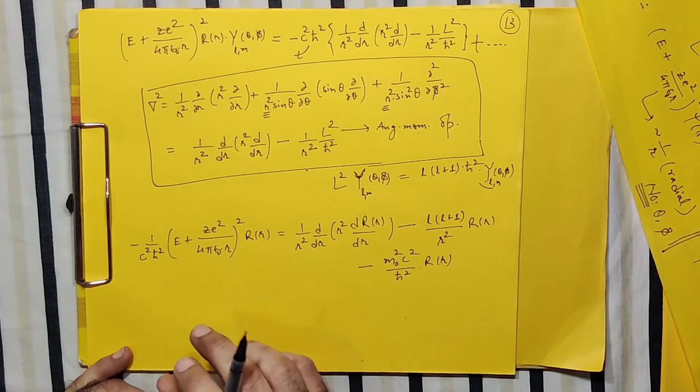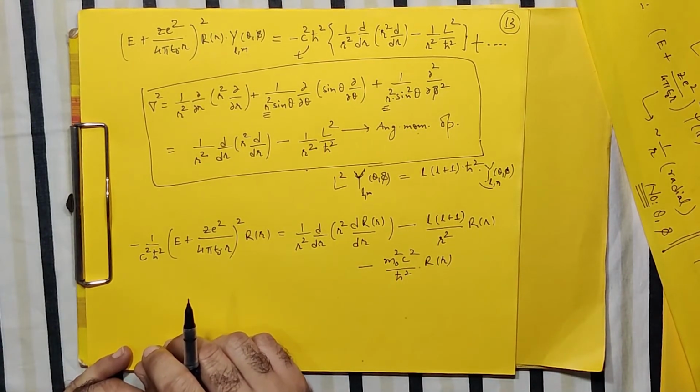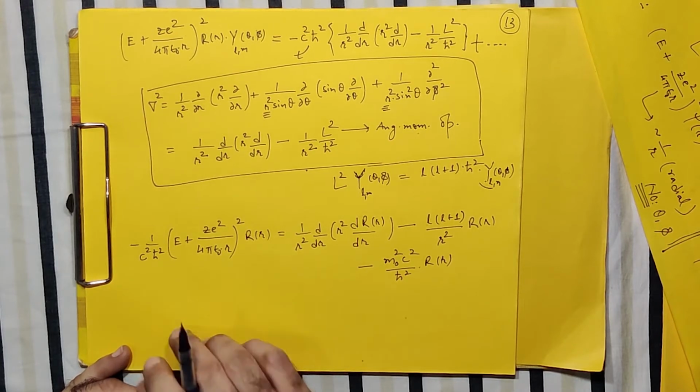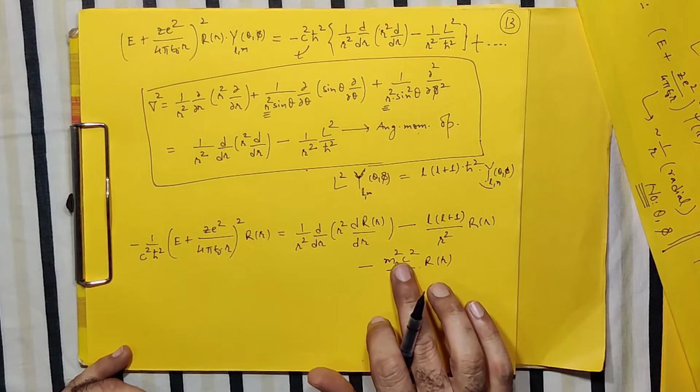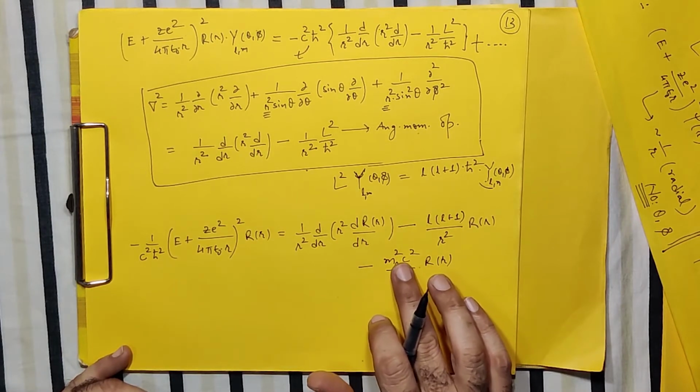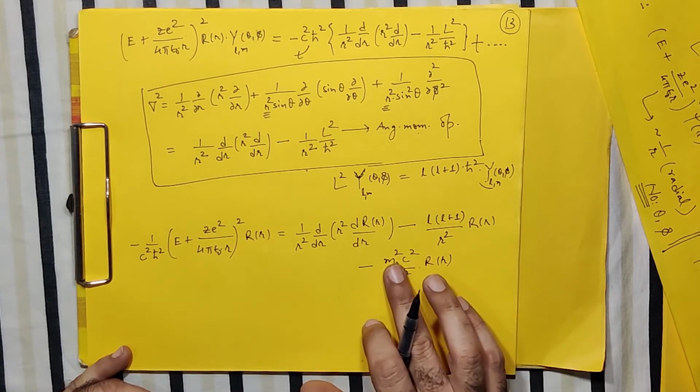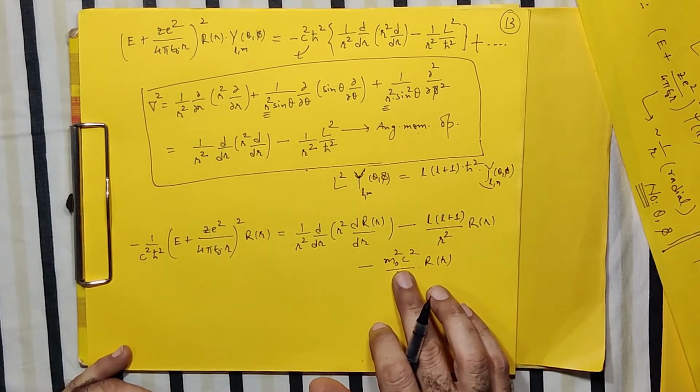It is similar to what we have obtained for the ordinary hydrogen atom. Only this term is extra, correct? Because this m0 square c square term is not there when we consider the non-relativistic case. So this is the only extra term which appears here.